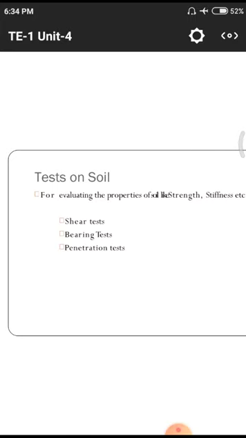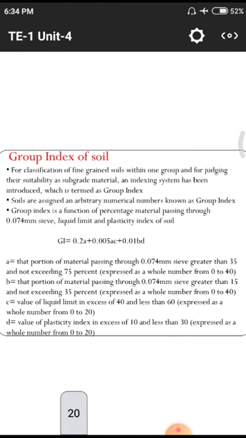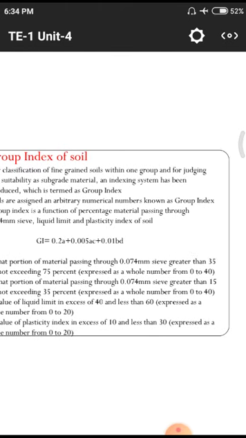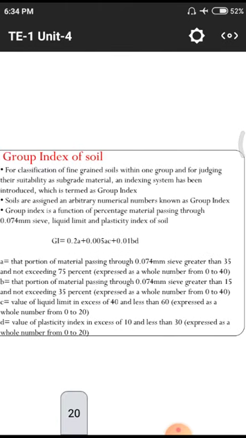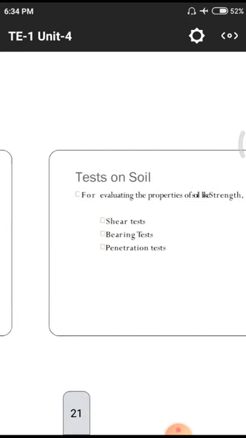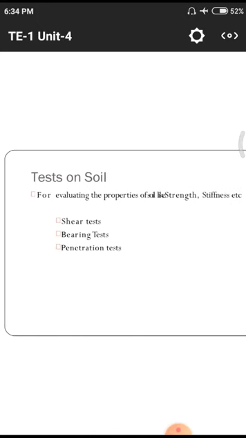Next one, these are the only parameters. Previously we observed the group index of a soil, that the soil is classified into different groups based upon the liquid limit and the sieve analysis. After that, we have tests on soil. These tests are entirely different. Why? Because these tests are done to calculate the bearing capacity. Normally bearing capacity is very important in civil engineering.